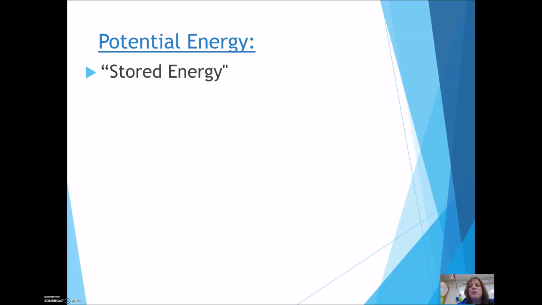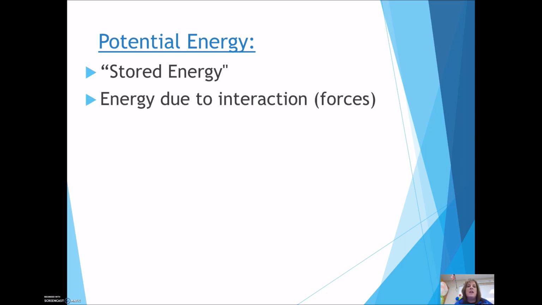Let's talk about potential energy. What is potential energy? Well, potential energy is stored energy. It's energy that we can store for later use. It's an energy that's due to the interaction between objects. So that means there are forces involved.